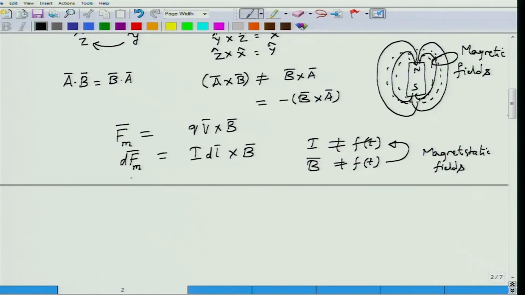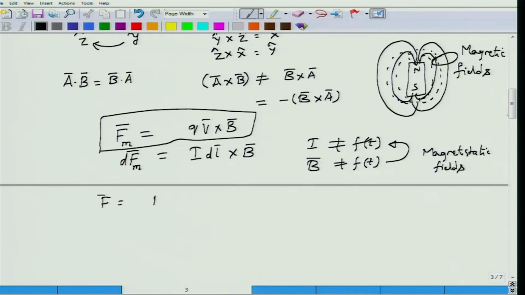So this equation Fm equals qv cross B now actually completes the total force on a charge. If I have a charge moving with a velocity v in a certain direction, and you have both electric as well as magnetic fields, then the total force acting on the charge will be due to the electric field and due to the magnetic field. The force because of the electric field will be qE and the force because of the magnetic field is qv cross B, and this force law is known as the Lorentz force law.